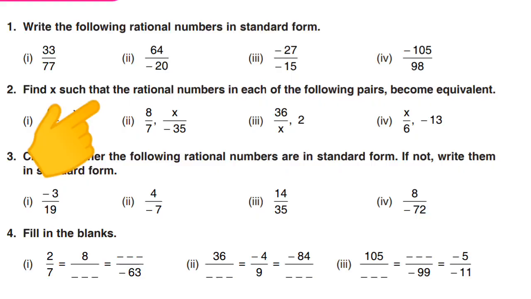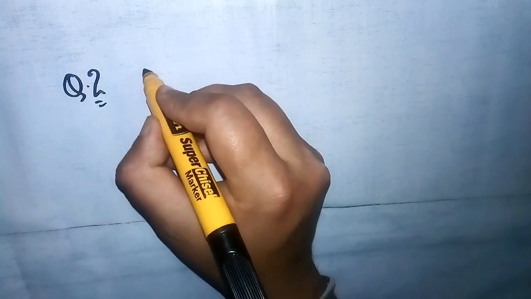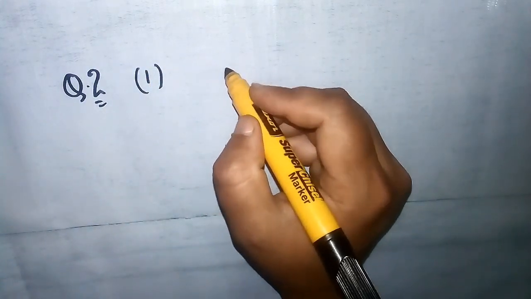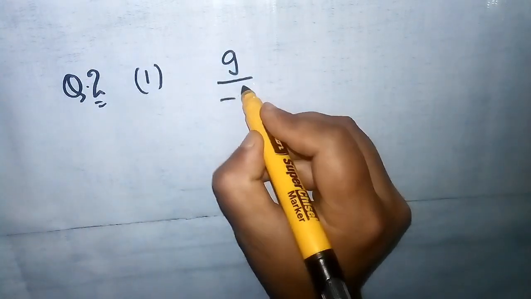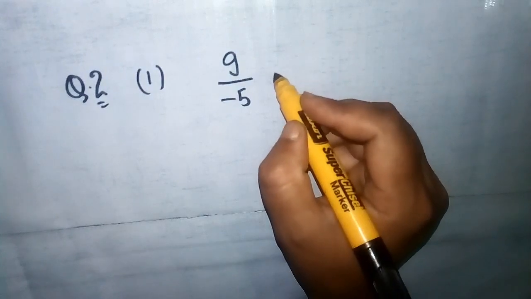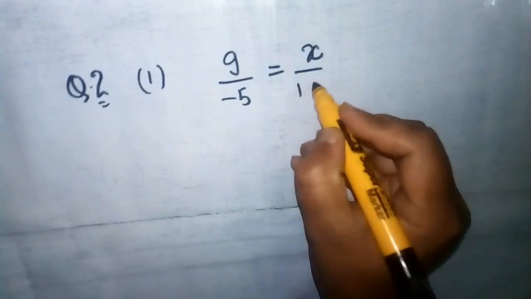Now see your question number 2. Find x such that rational numbers in each of the following pairs become equivalent. So how will they become equivalent? Let us see the method. Our first part is 9 upon minus 5, comma, x upon 10. So you have to make them equivalent, so you can put equal to between them.